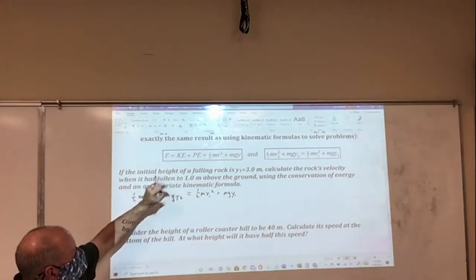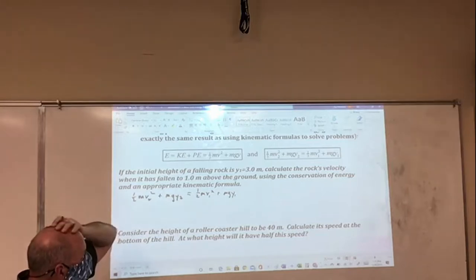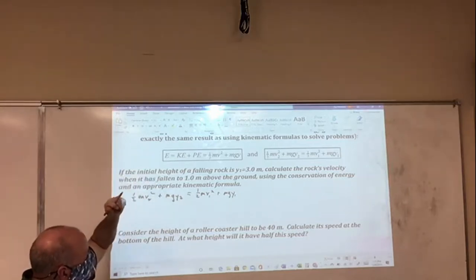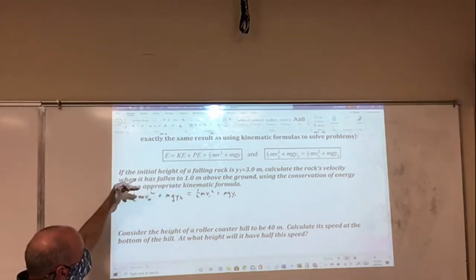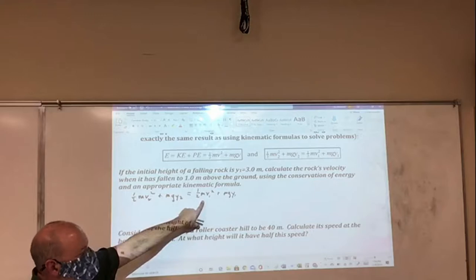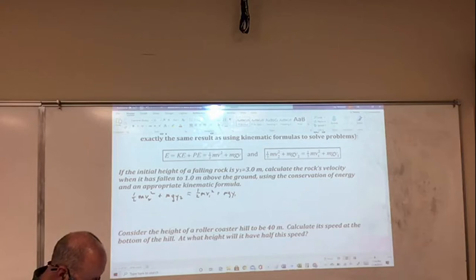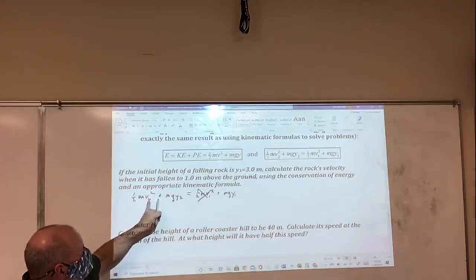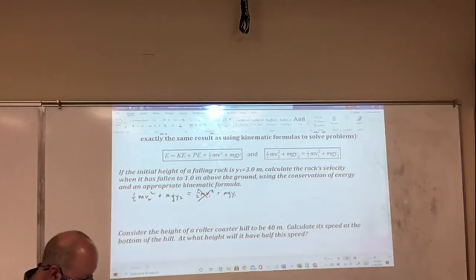The initial height of a falling rock is 3 meters. Calculate the rock's velocity when it has fallen to 1 meter above the ground. In the initial circumstance, do I have any kinetic energy? I don't, do I? So I can cancel that out. And I want to know what the final velocity is. I can also cancel out all my m's, can't I? Oh yeah, you can. That's always nice.